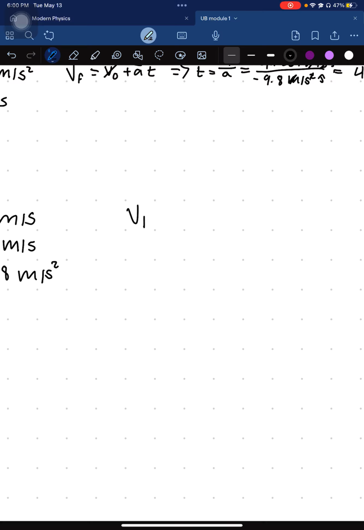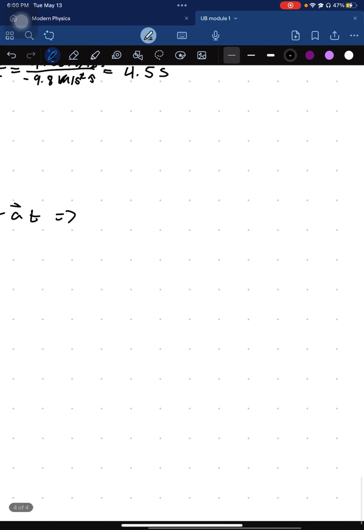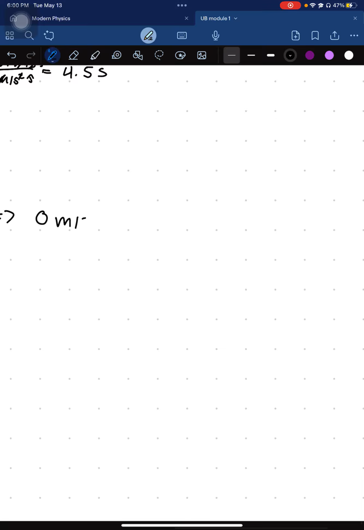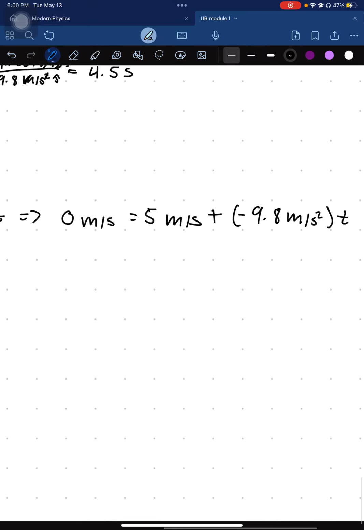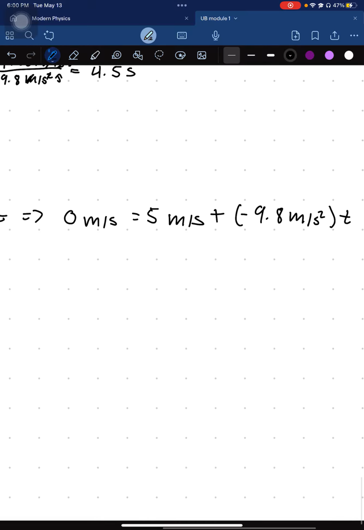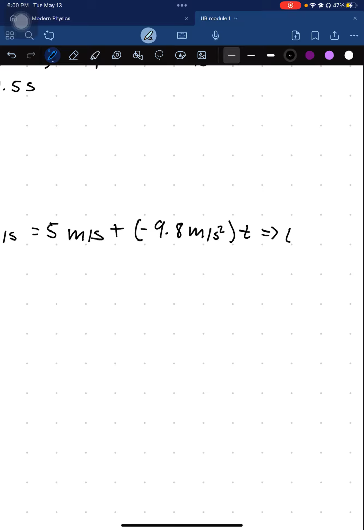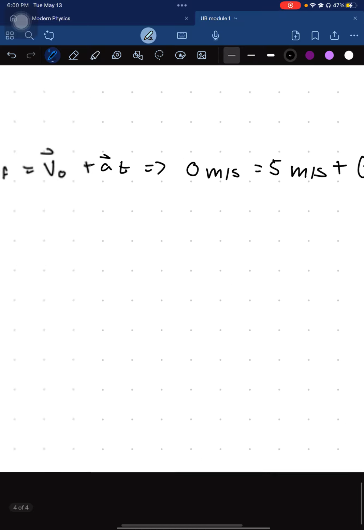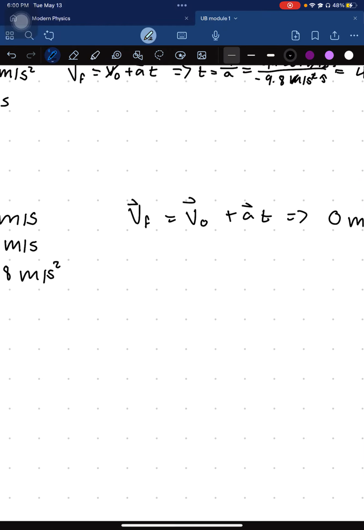Okay, so for this, I'm going to use vf equals v naught plus a t. This says that 0 meters per second equals 5 meters per second plus negative 9.8 meters per second squared times t. Doing all of our algebra, which is just subtracting this over and then dividing, this implies that t is equal to 0.51 seconds.